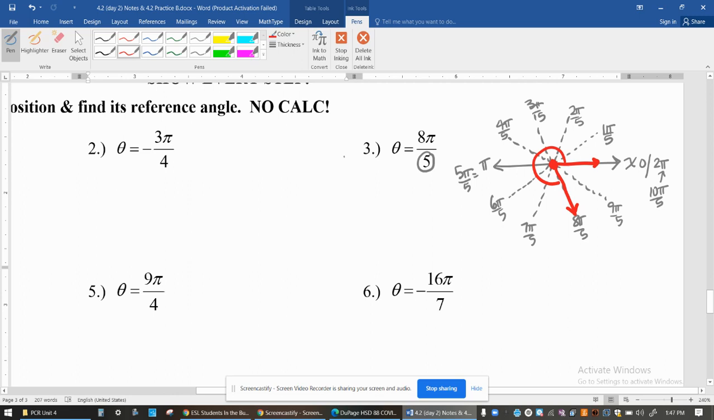And the reference angle is the closest distance to the x-axis. So if you look at the terminal side, right, and you draw an angle towards the x-axis, there's 2 possible angles, but you want the acute one. So the distance between the terminal side and the x-axis is 1 pi over 5, 2 pi over 5. Remember, because each of these spaces from here to here is 1 pi over 5, and from here to here is 1 pi over 5. So that's a total of 2 pi over 5.